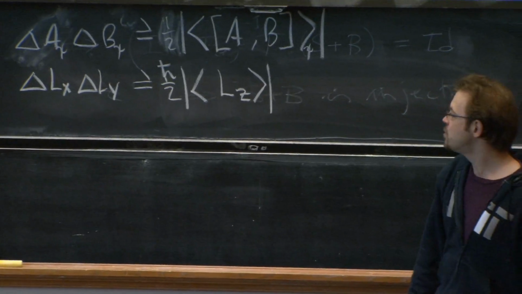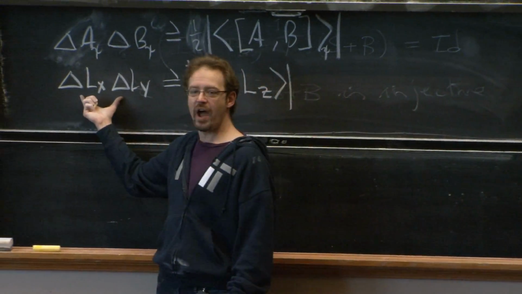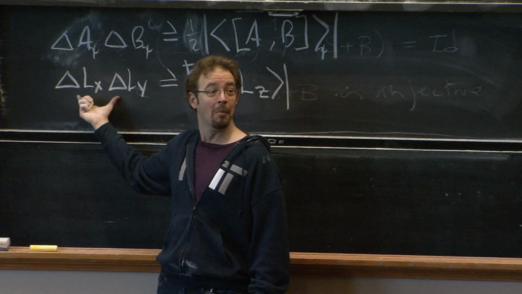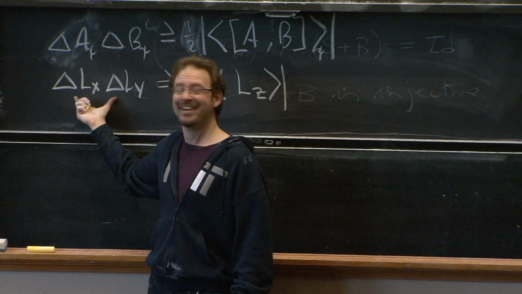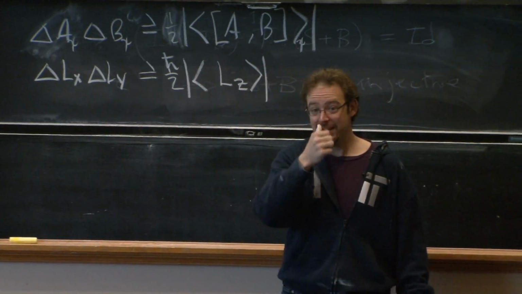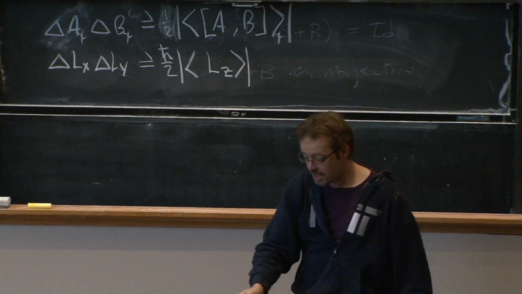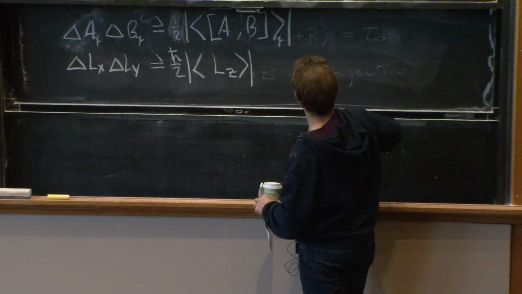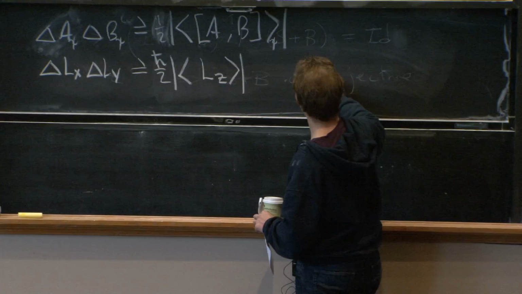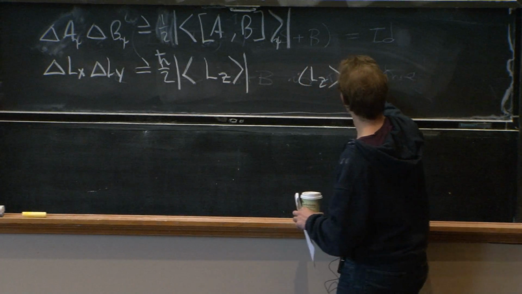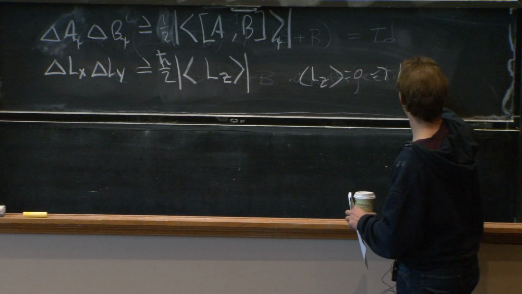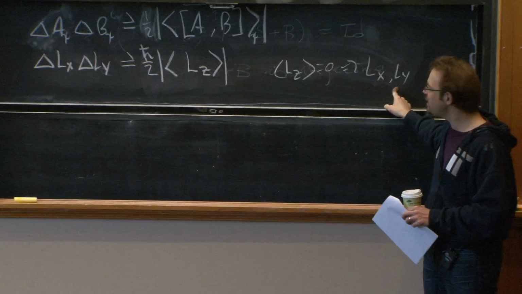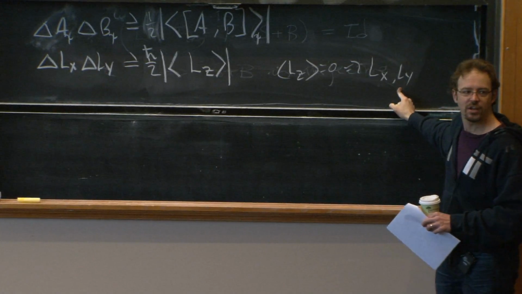So can Lx and Ly have 0 uncertainty? When? When the expectation value of Lz is 0. So that sounds good. It sounds like if Lz has expectation value 0, then we can have Lx and Ly definite. But that's bad. Really? Can we do that? Why not?